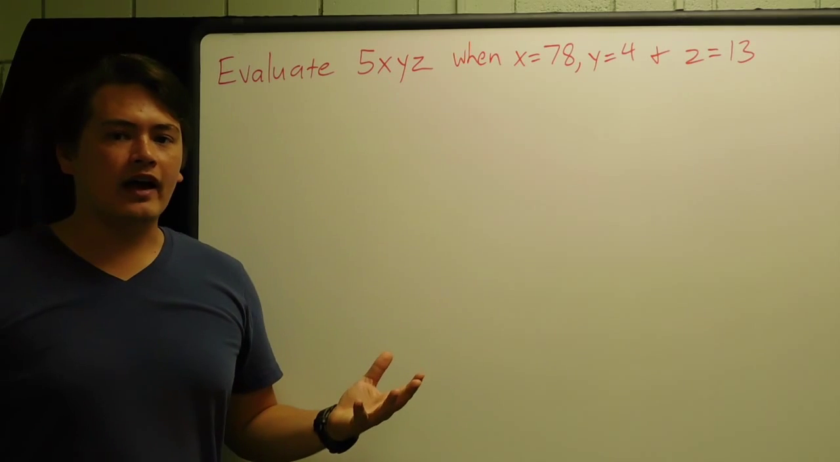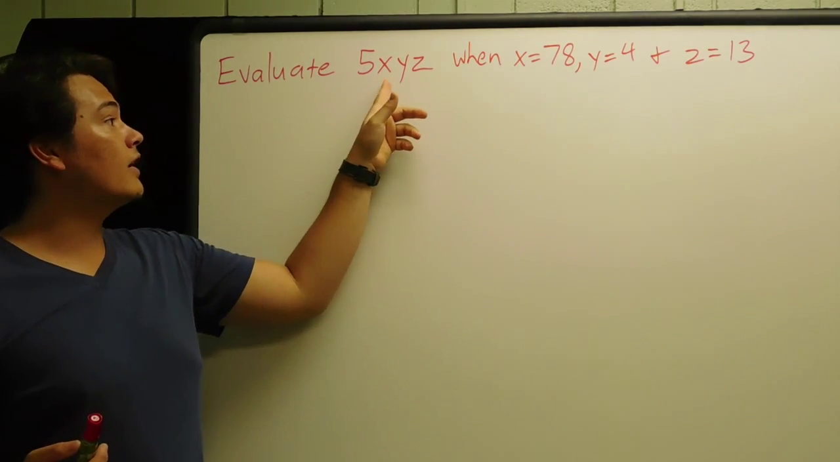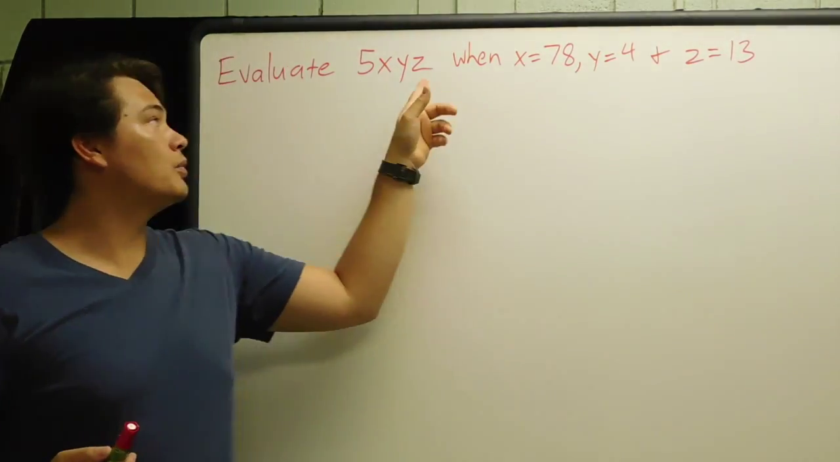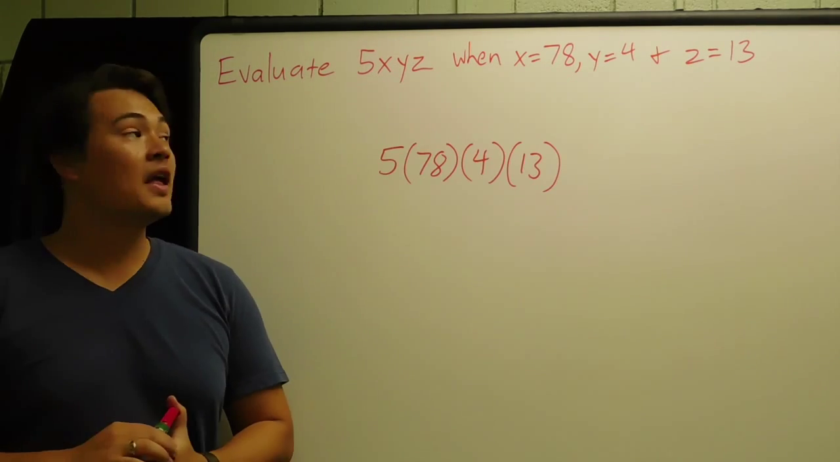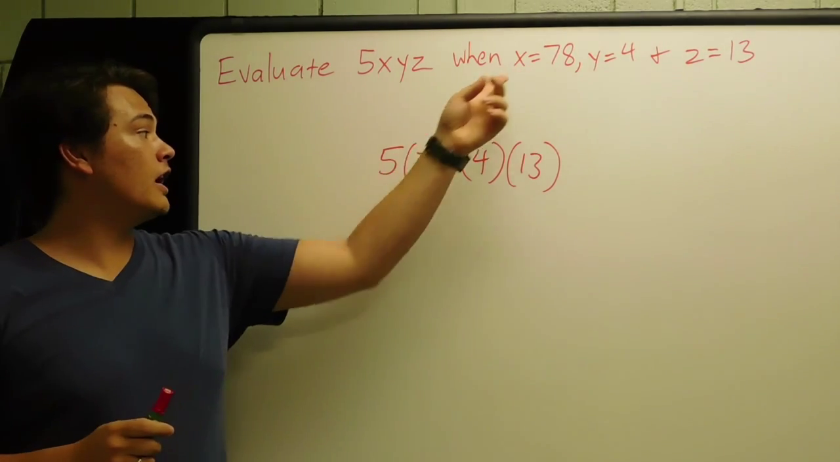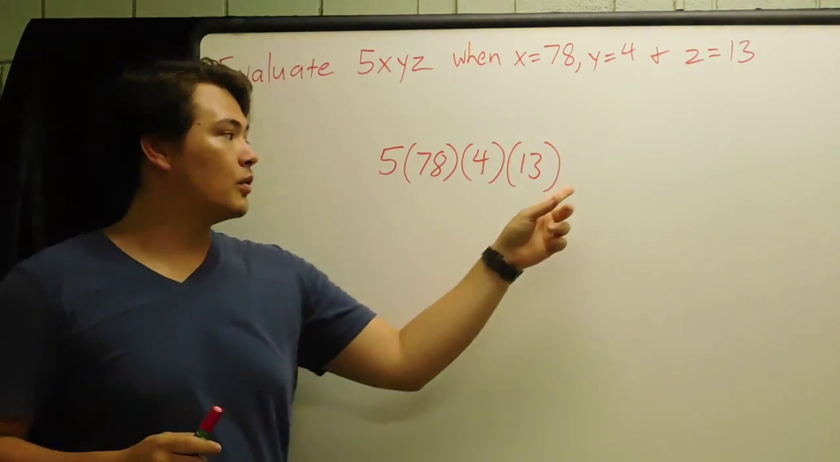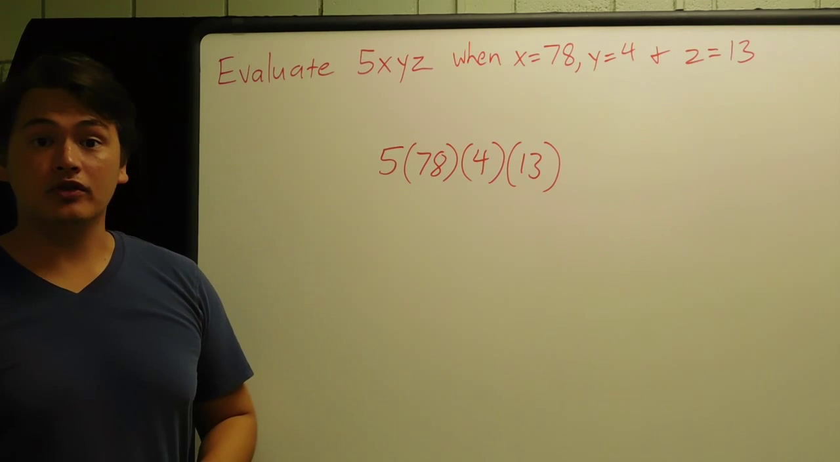So now that we know that, I'm going to plug in 78 where the x is, 4 where the y is, and 13 where the z is. And they're all being multiplied together. So now that I've placed 78 where the x is, 4 where the y is, and 13 where the z is, I'm just going to multiply these numbers all together.